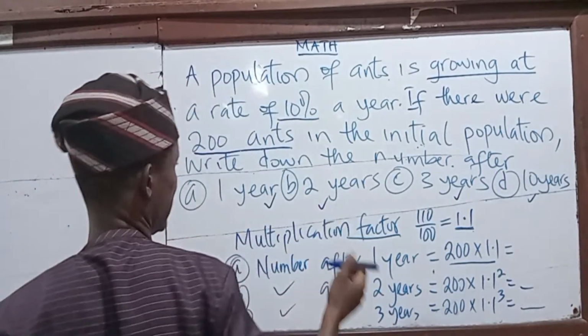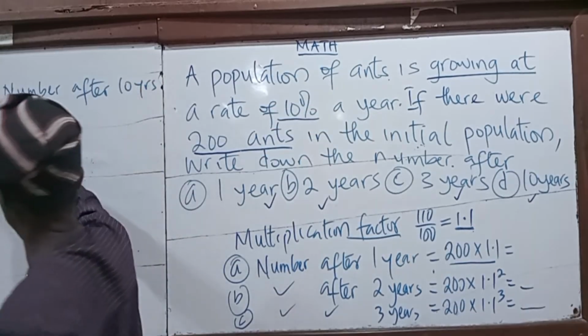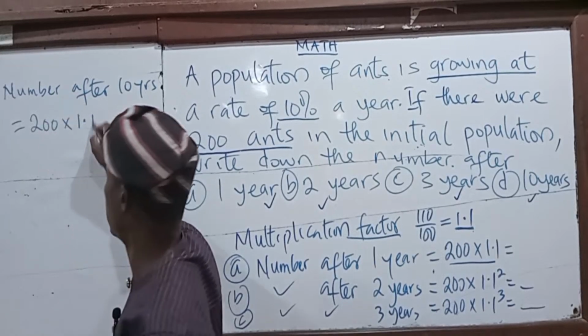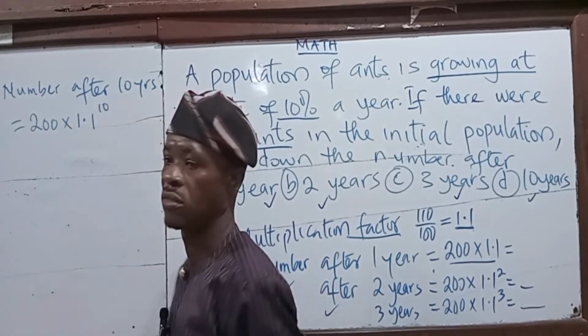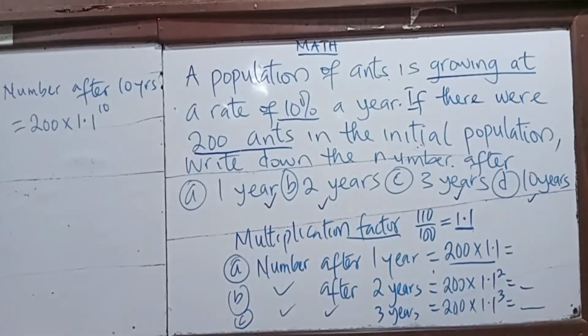Then we'll go to 10 years, the number after 10 years. That will be equal to the initial population times the multiplication factor to the power 10. And that's what we have there.